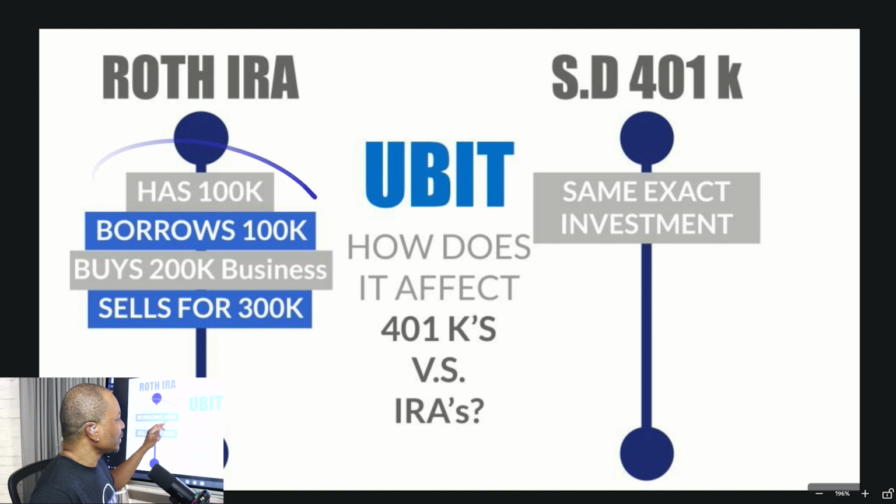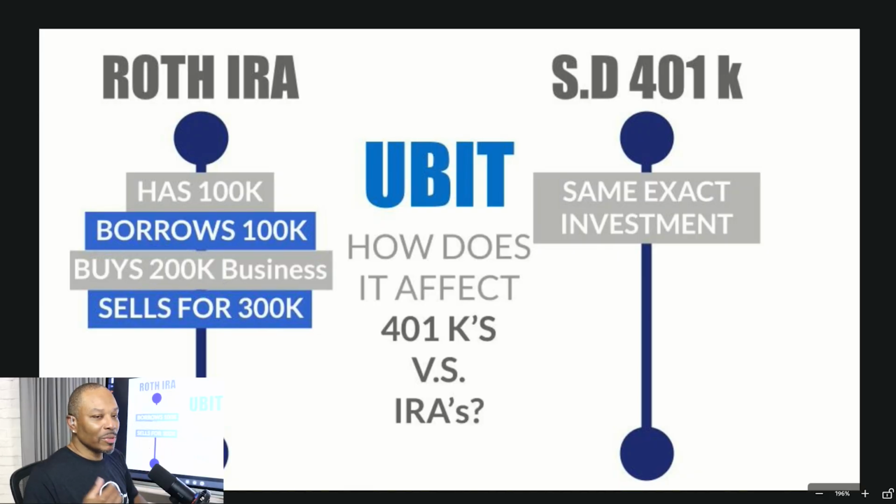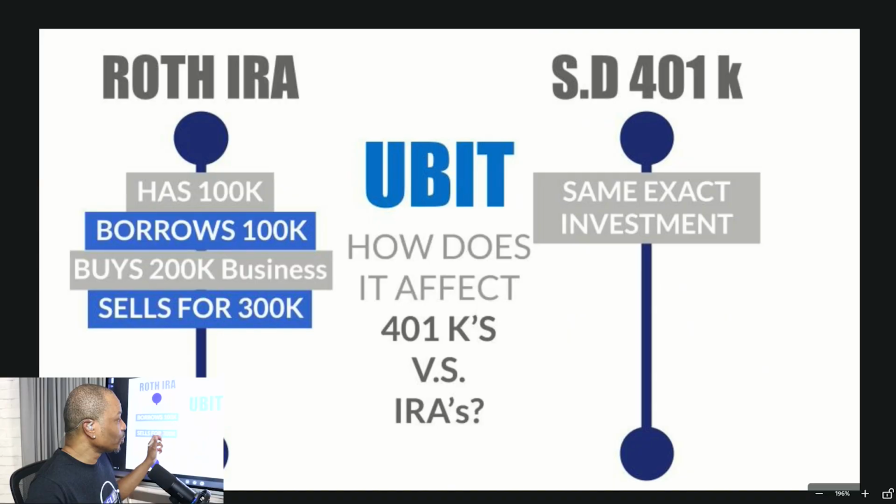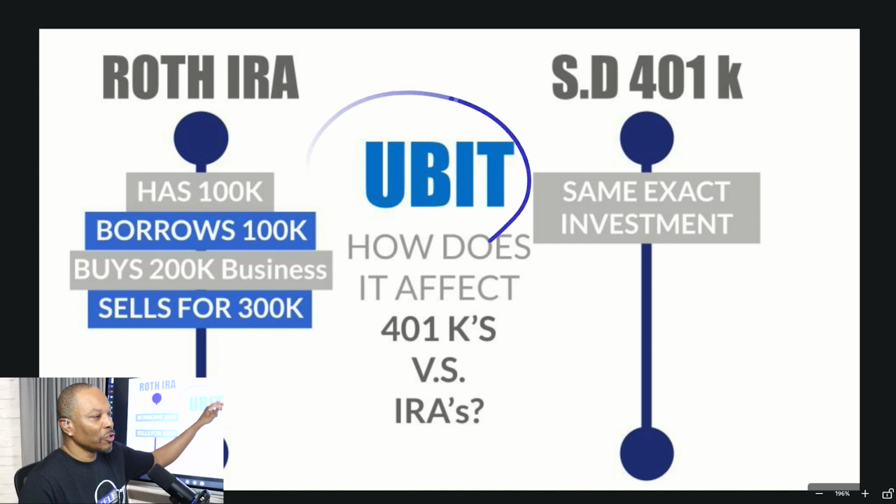So you've got $100,000 in that Roth IRA. You're looking to borrow. You're looking to leverage. You don't have enough to buy the property that's worth $200,000, so you need an additional $100,000 from somewhere else. So you're going to borrow $100,000 from elsewhere. Where it's from really doesn't matter. It can be from a bank, it can be from a person, it can be from me. But you have $100,000, you're looking to borrow $100,000 to be able to purchase a property for $200,000, which will then sell for $300,000. And the question is, what's the impact of UBIT?